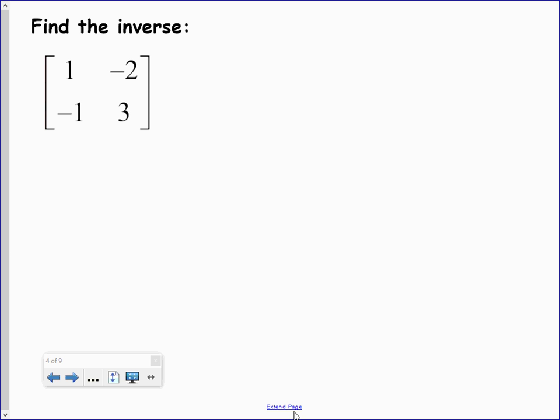Okay? So I want to find the inverse of this 2 by 2 matrix, which, if I don't know what the inverse is, I at least know it's also a 2 by 2 matrix, right? So let's say this is my matrix A, and then I'm going to multiply it by the inverse of A. What do I know is going to happen?